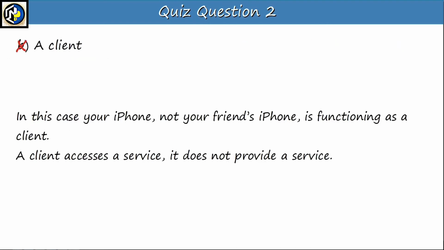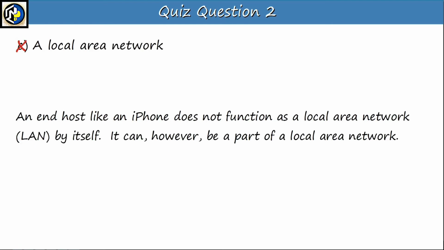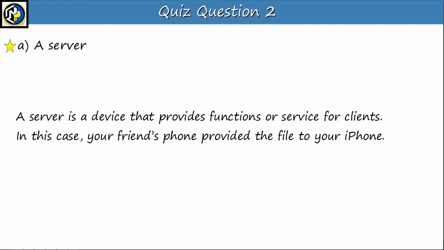Let's check the answers. In this case, your iPhone, not your friend's iPhone, is functioning as a client. A client accesses a service. It does not provide a service. So B, a client, is incorrect. An end host like an iPhone does not function as a local area network, LAN, by itself. It can, however, be a part of a local area network. So C, a local area network, is incorrect.